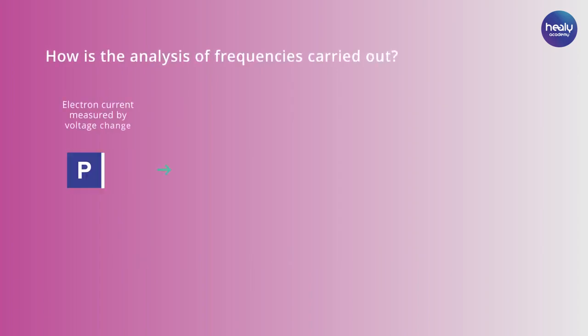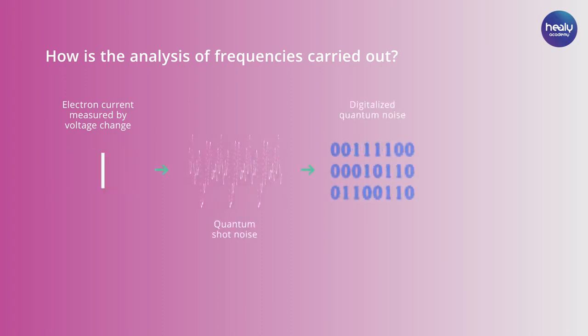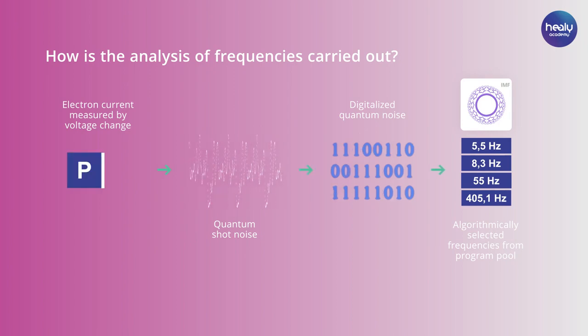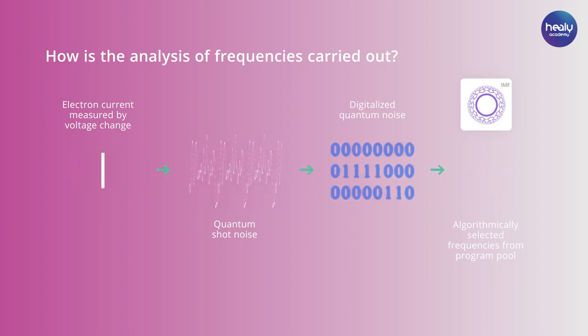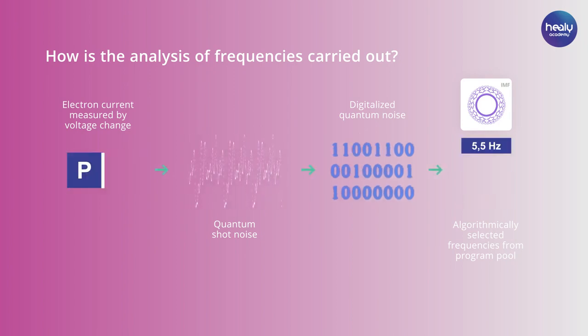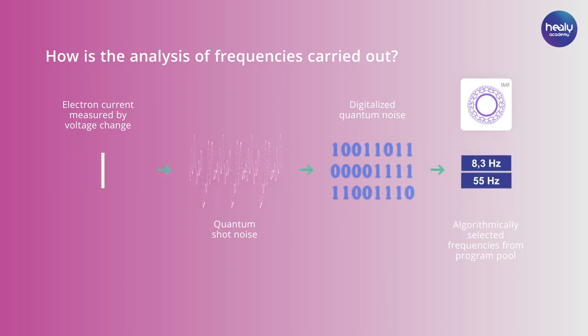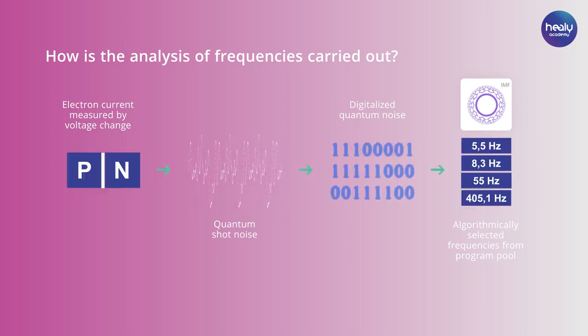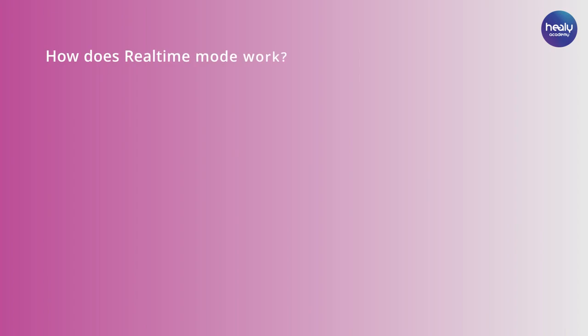How is the analysis of frequencies carried out? In all of these three modes, be it real-time, resonance, or selection, Healy's quantum sensor, a physical noise source, is used in conjunction with special algorithms to analyze the resonance frequencies of the Healy user in real time during the application.